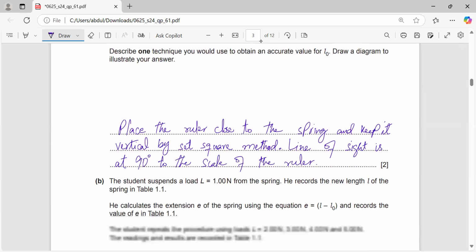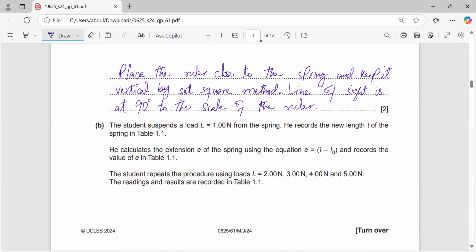The student suspends a load L equal to 1.00 Newton from the spring. He records the new length L of the spring in table 1.1. He calculates the extension E of the spring using the equation E equals L minus L0. So L will be the stretched length under the influence of some load, and L0 will be the unstretched length, the original length, and he records the values of E in table 1.1. The student repeats the procedure using the load 2 Newton, 3 Newton, 4 Newton and 5 Newton.